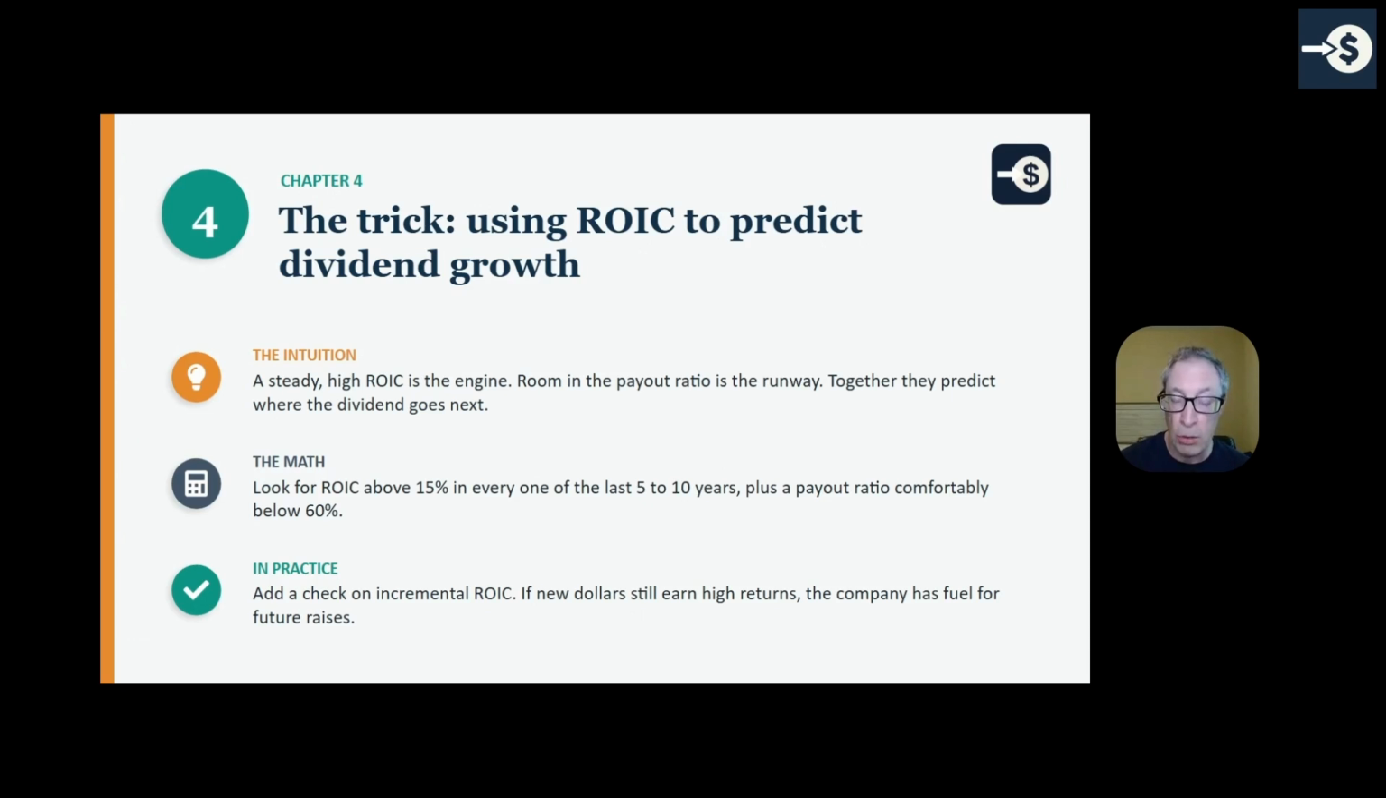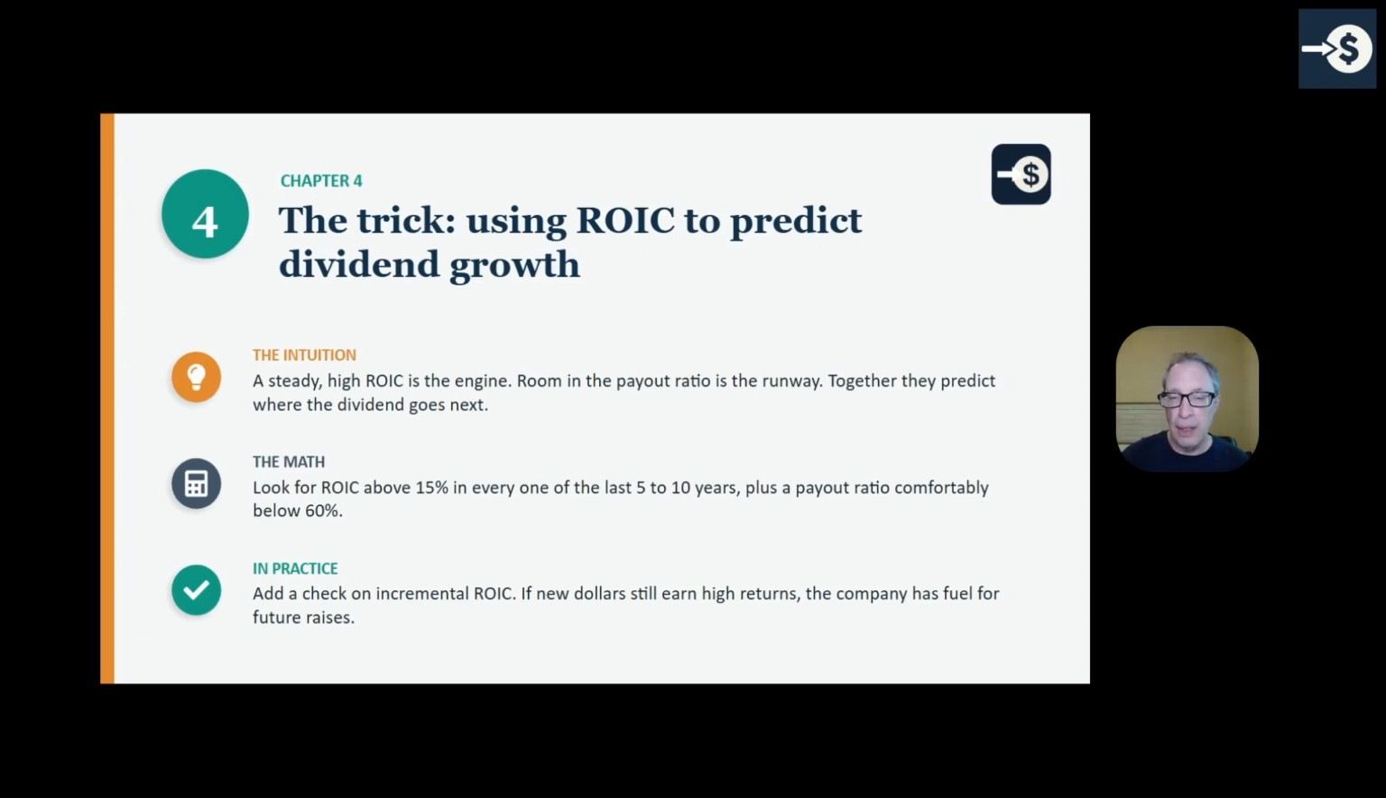We want to look at incremental returns. If return on incremental invested capital, ROIIC, is holding up or improving, the company still has profitable places to put new dollars, which is fuel for future dividends. So a high and steady ROIC plus payout headroom is the signal that we're looking for. So let's unpack the high ROIC number that we were just talking about.